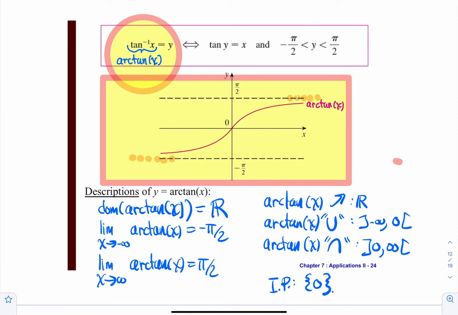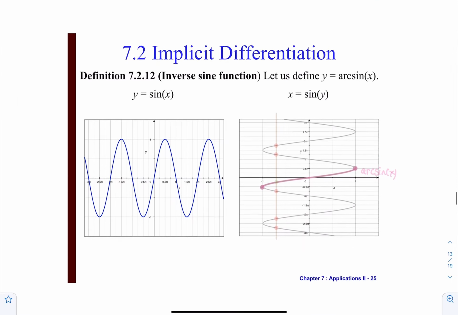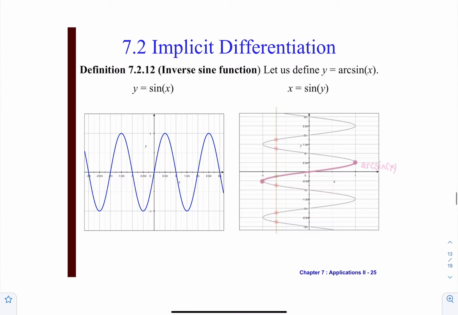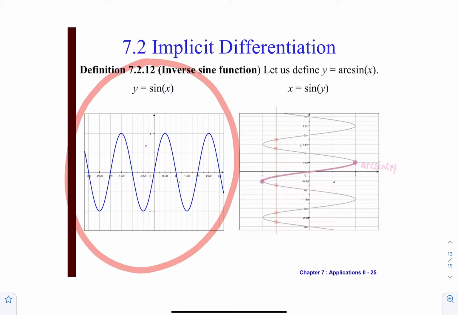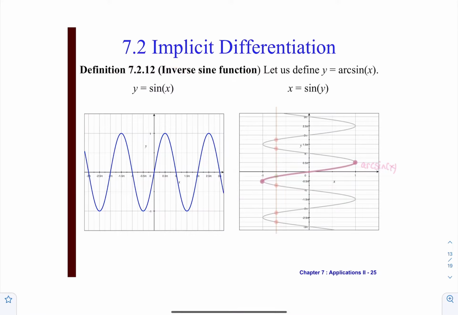Now let's do the same thing using the sine function to define the inverse of sine, what we call arc sine. So here in blue, I have the graph of the sine curve. If you draw the line y equal x and you look at the mirror image of that graph, you will get the gray curve on the Cartesian plane, but that gray curve is not the curve for a function.